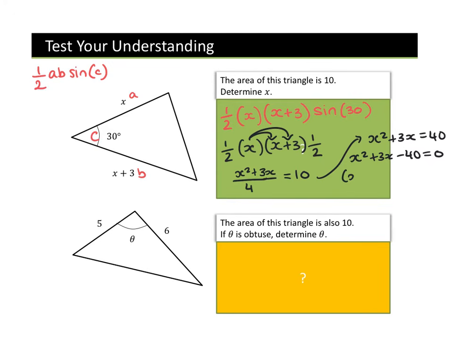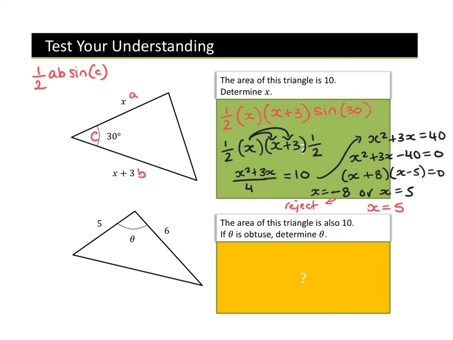I'm then going to get (x + 8)(x - 5) = 0, so x = -8 or x = 5. Okay, I'm going to reject -8 because here I have an x, and this would mean that this length is -8. We can't have a negative length. So I'm going to reject -8. So the answer is x = 5. Okay then, here we go.